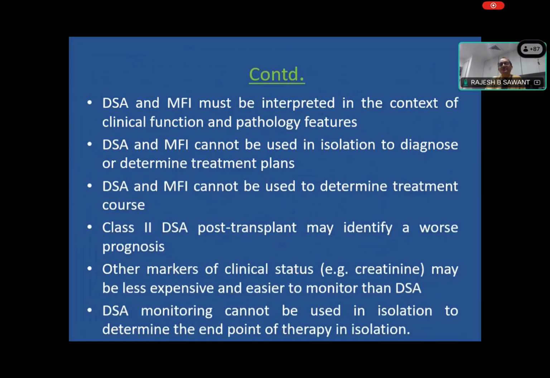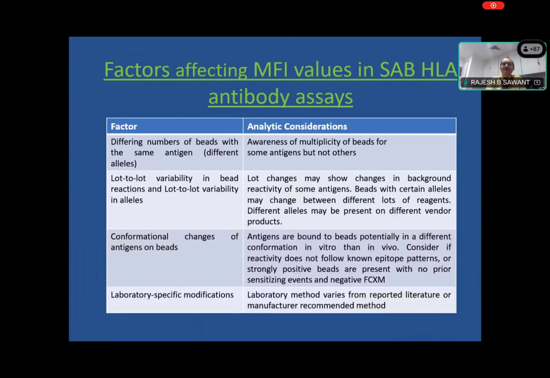So as I said, don't just look at the MFI value, interpret it in the context of clinical function and your pathology reports, also the histopathology reports. DSA and MFI cannot be used in isolation to diagnose or determine the treatment plans, and they cannot be used to determine the treatment course also, right? As I said, don't disregard the class 2 DSA post-transplant because they identify a worse prognosis, and there are other markers of clinical status, like simple things like creatinine values, etc., that may be easier to monitor than the donor-specific antibody. So please bear that in mind also.